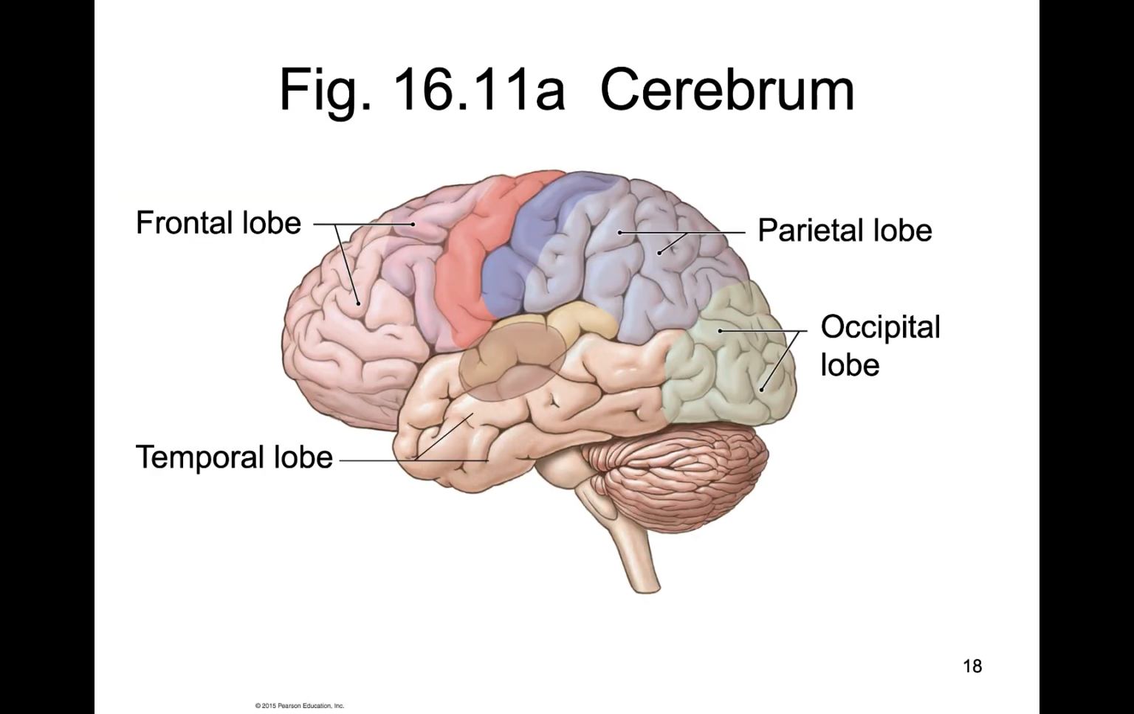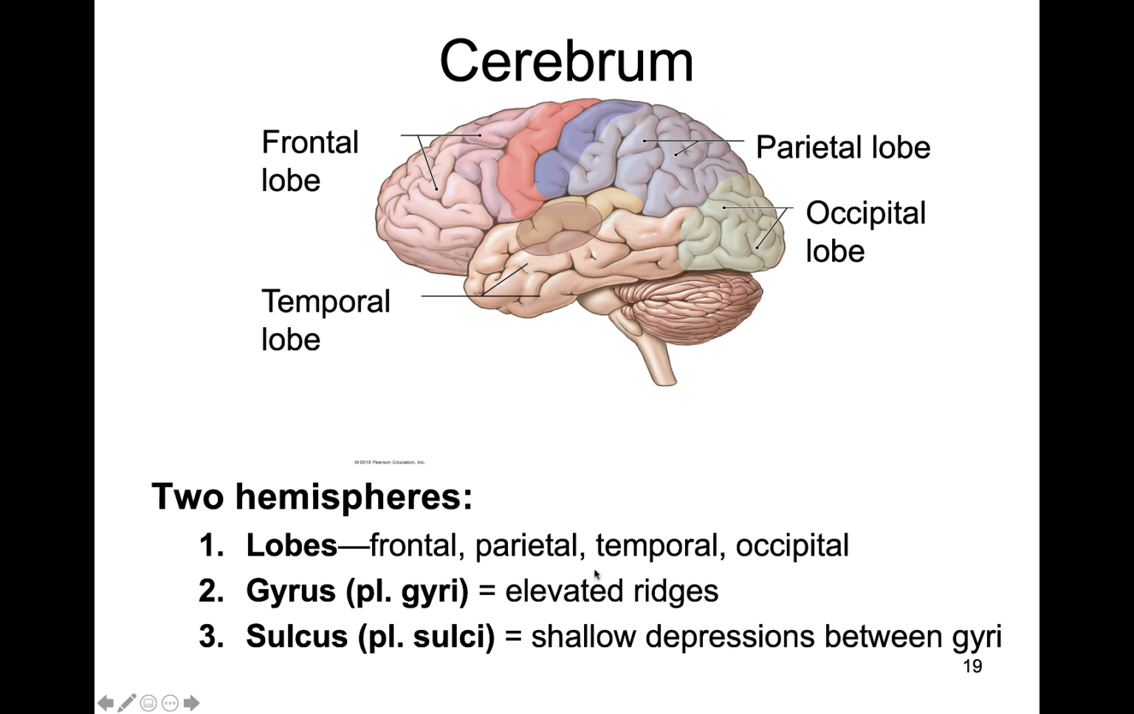Okay, so the surface of the cerebrum has lobes. And these lobes are going to have the same name as the skull bones. And if you remember the skull bones, then you already know the names of these lobes. So there is the frontal lobe, and that's where you have the frontal bone, parietal lobe, occipital lobe, and then the temporal lobe. That's where your ears are. So we just named all four lobes. And then there's something called gyrus.